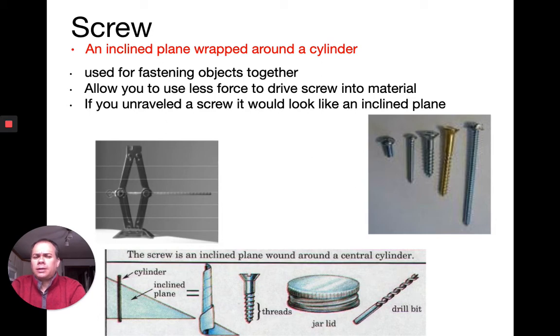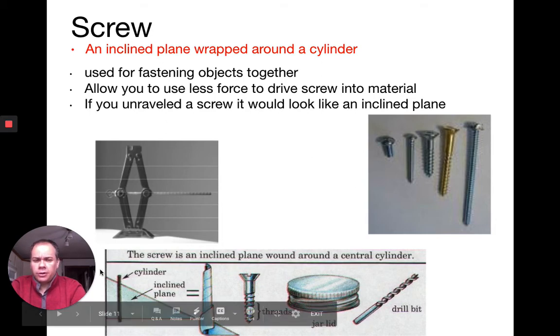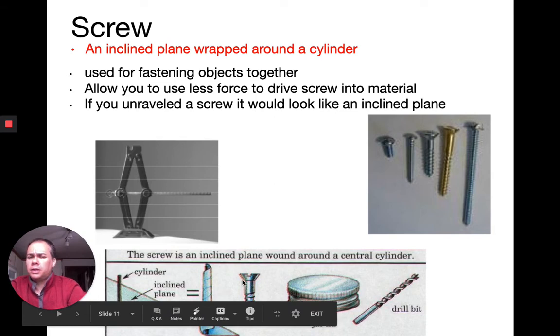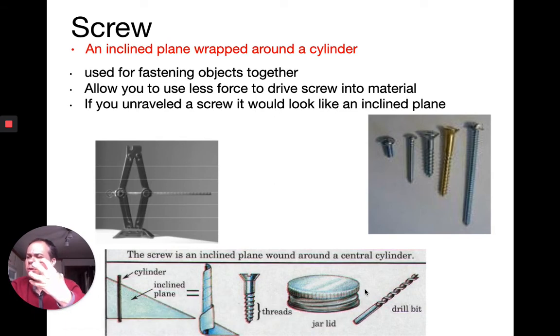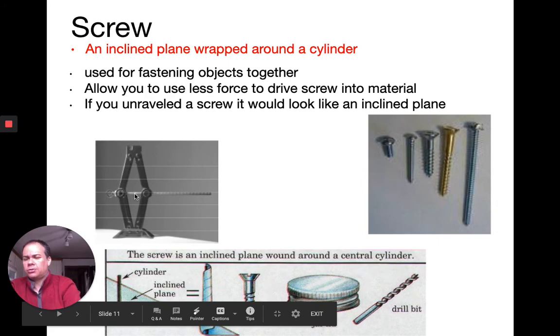Okay. Examples: obviously a screw is an example of a screw, but the lid of a jar has threads on the inside, and that's a screw. As you turn the jar lid, it brings the lid closer to the glass that you're joining it to. A drill bit. This is a jack used to lift a car up off the ground.